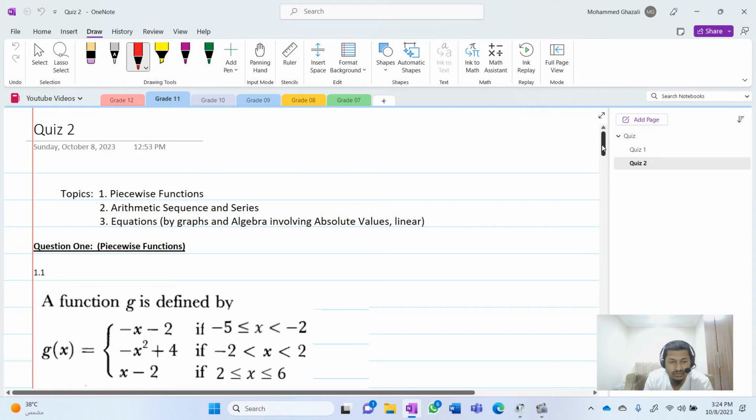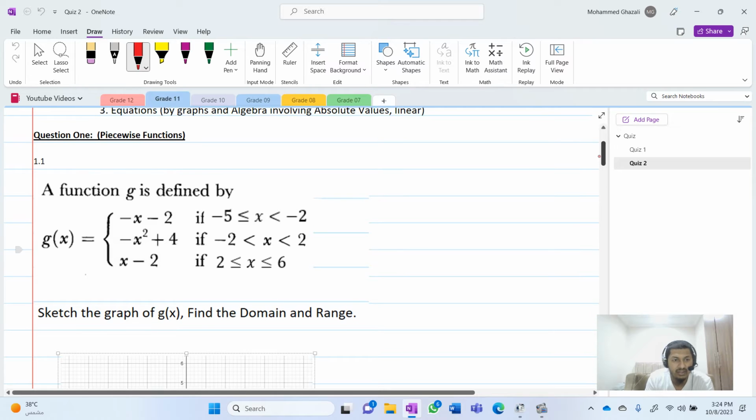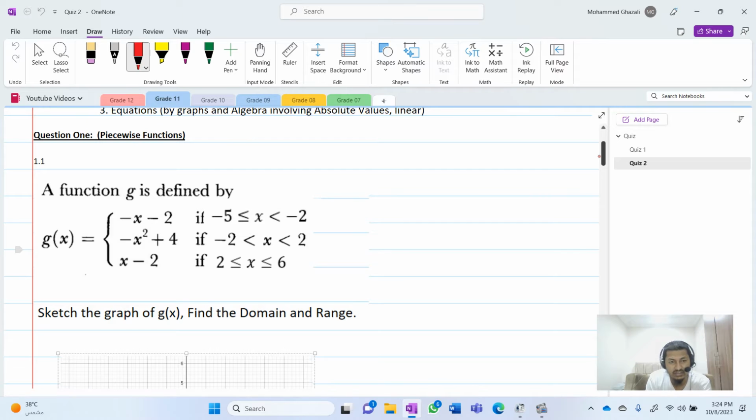So let's get into this first section, which is piecewise functions. So we have some questions here. A function g is defined by g of x, which is in three parts. As we see, the first equation is restricted from -5 to -2. It has a restricted domain. What's important to note is that this part is including and this part is excluding. So when it's including, we usually circle and we fill in the circle. When it's excluding, we just leave it as an open circle.